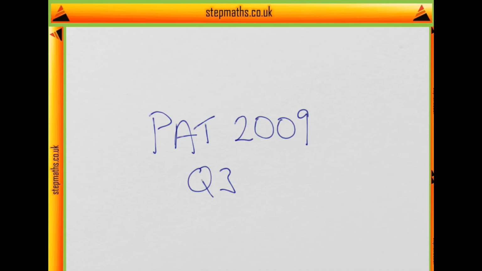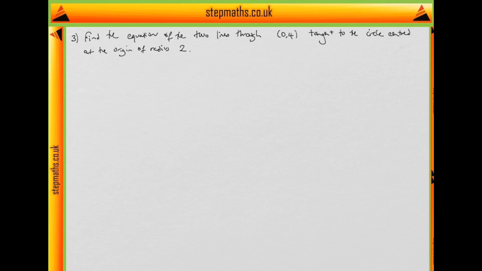Hi, today we're going to go through a PAT paper from 2009 looking at question 3. In question 3, we're asked to find the equations of the two lines that pass through the point (0, 4) that are tangent to the circle centered at the origin of radius 2.